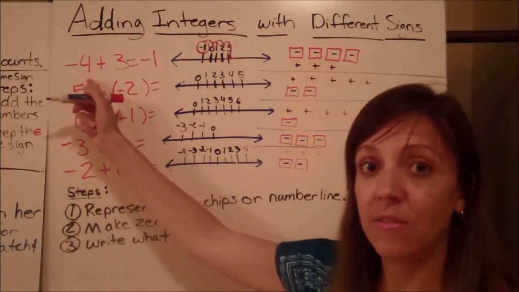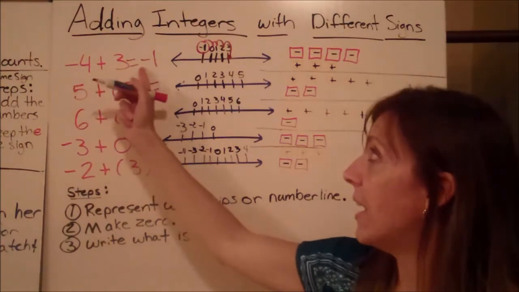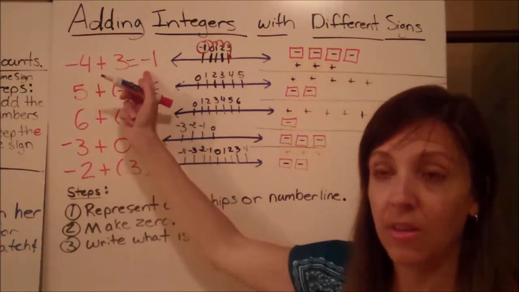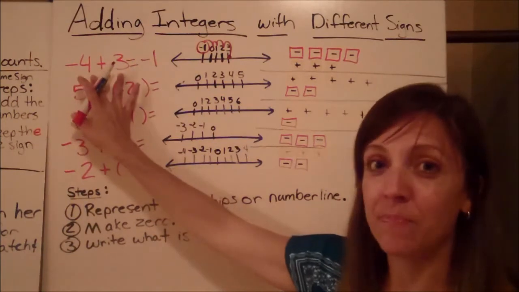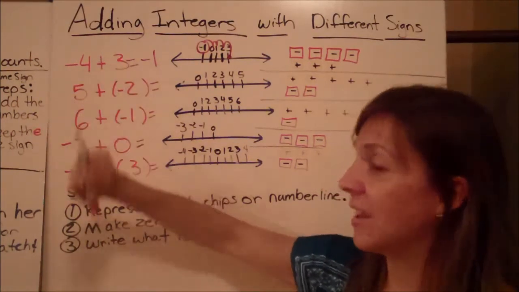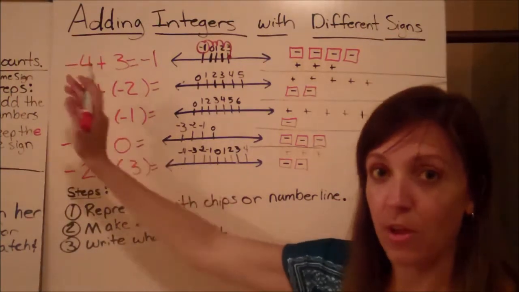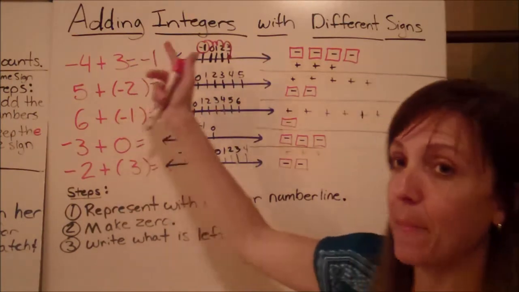Since it is a negative number and it has a greater absolute value, a greater distance from 0, I know that my answer will be negative. Because when I put this 3 together with this, the 3 is going to get canceled out, and there's going to be some negatives left over. Let's look at what happens when we cancel out.